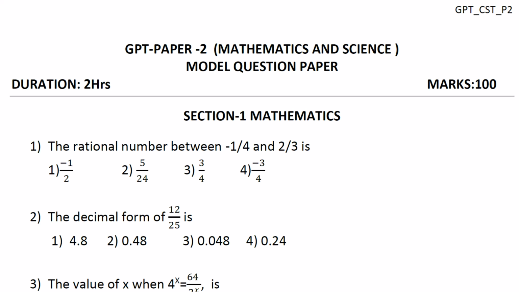Actually, this time they will give you 5 options for each question. If you don't know any answer, in that case, you should not leave the question. You should tick the fifth option. If you don't tick the fifth option, then you will get negative marking for that particular question. So you have to be very careful.